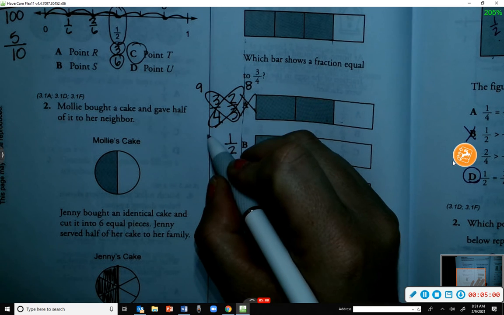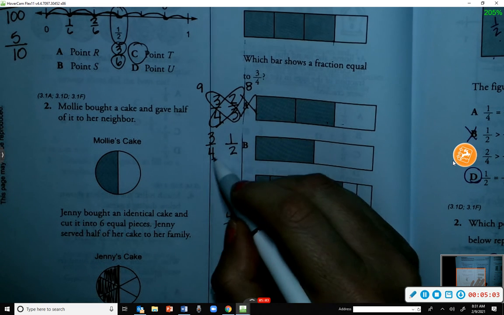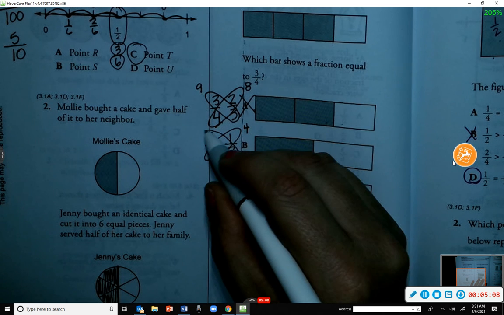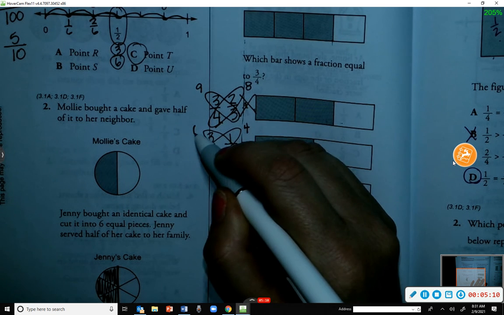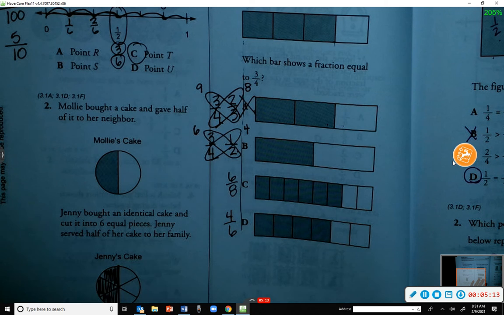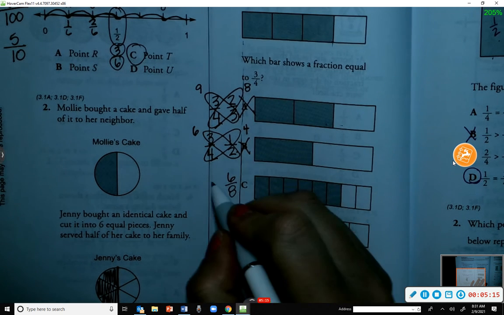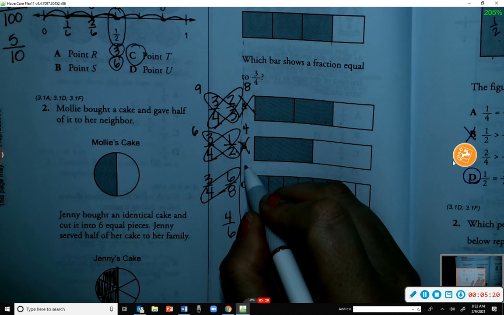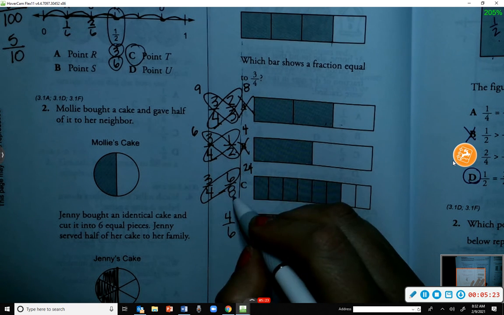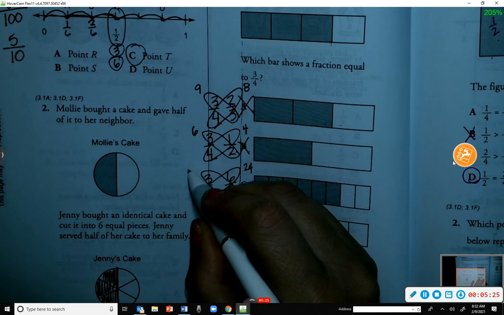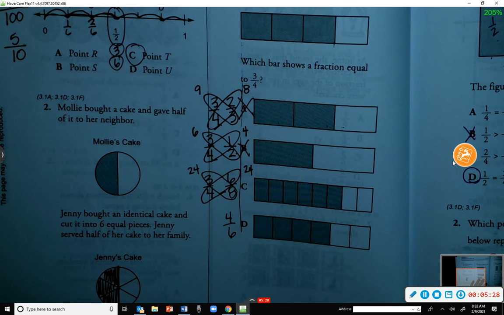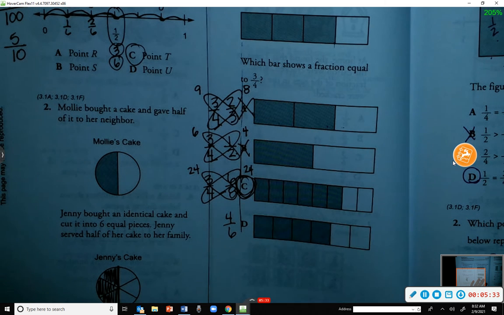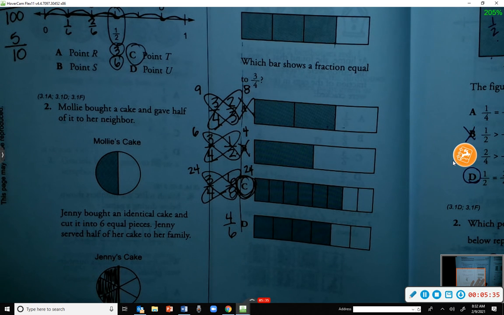Okay, now B. 4 times 1, 4. 3 times 2, 6. So are they equal? No. Okay. 3/4 and 6/8. 6 times 4 is 24. Good. And 3 times 8? 24. Are they equal? Yes. When the numbers are the same, they are equal. So C is correct. Did we get that one?